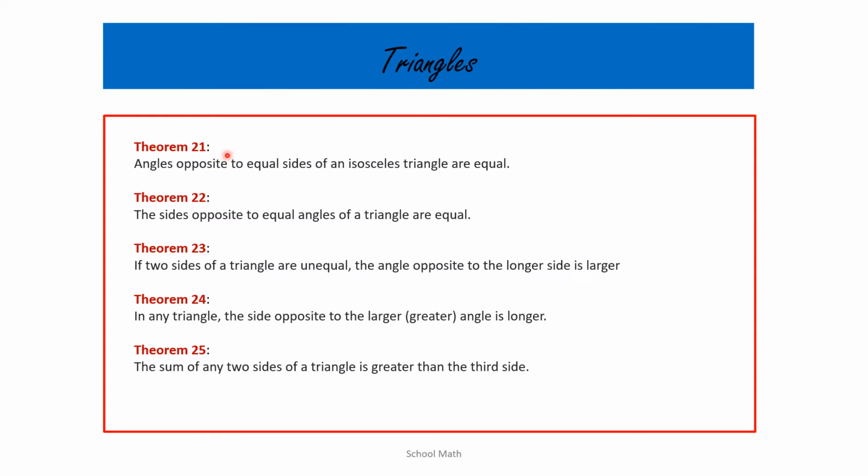Triangles. Theorem 21. Angles opposite to equal sides of an isosceles triangle are equal. Theorem 22. The sides opposite to equal angles of a triangle are equal. Theorem 23. If two sides of a triangle are unequal, the angle opposite to the longer side is larger.